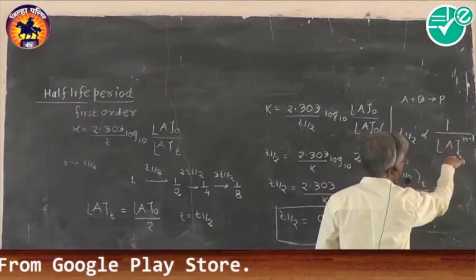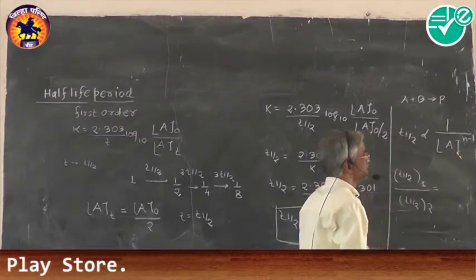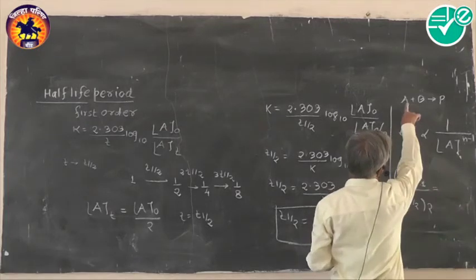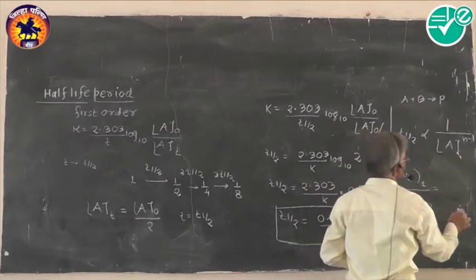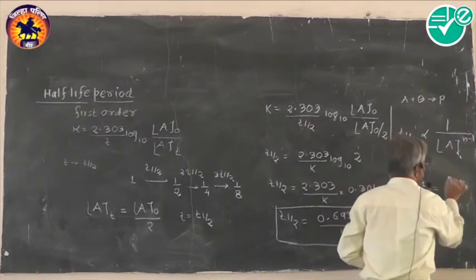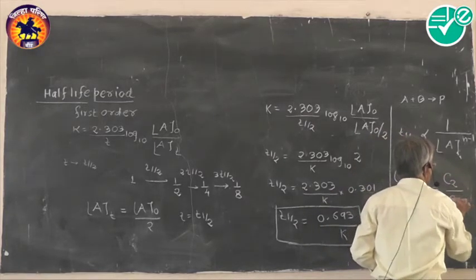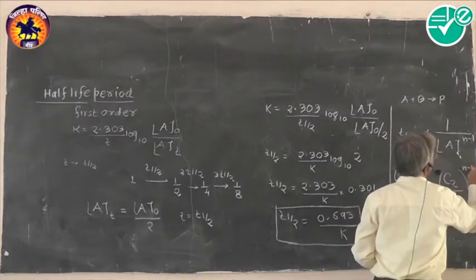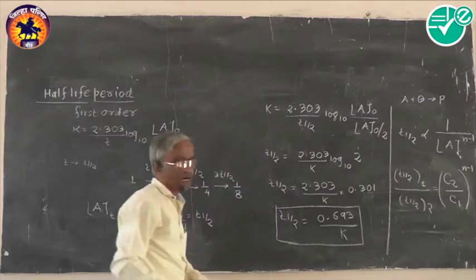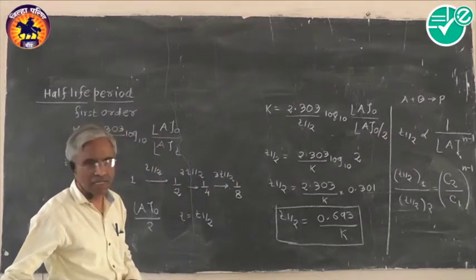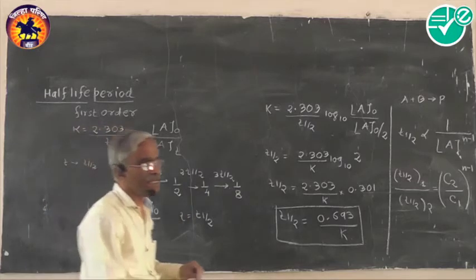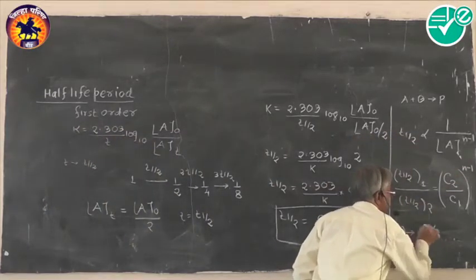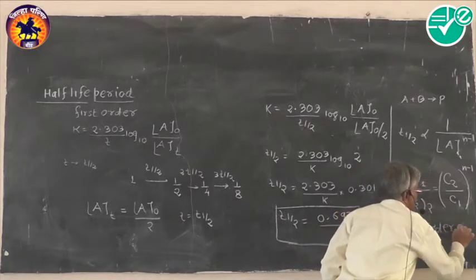t1/2 upon t2/2 is equal to, taking the inverse, I can write it directly. If C1 is the concentration of A and C2 is the concentration of B, we will get directly C2 upon C1 raised to n minus 1. Then by putting the half-life periods of the two reactants and their initial concentrations, we can calculate the value of n, and n will be nothing but the order of the reaction.